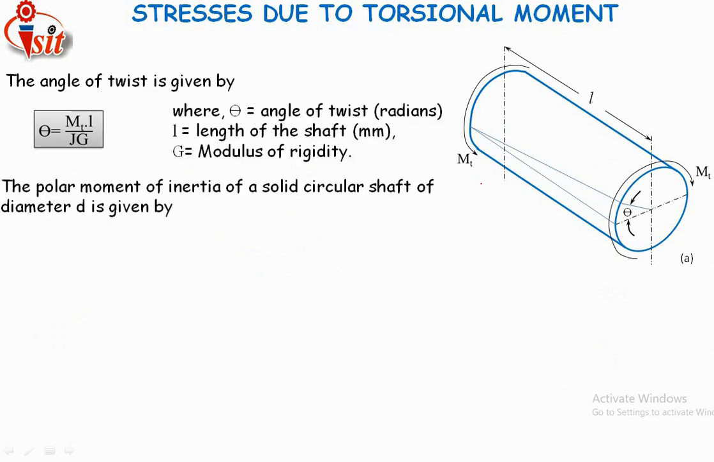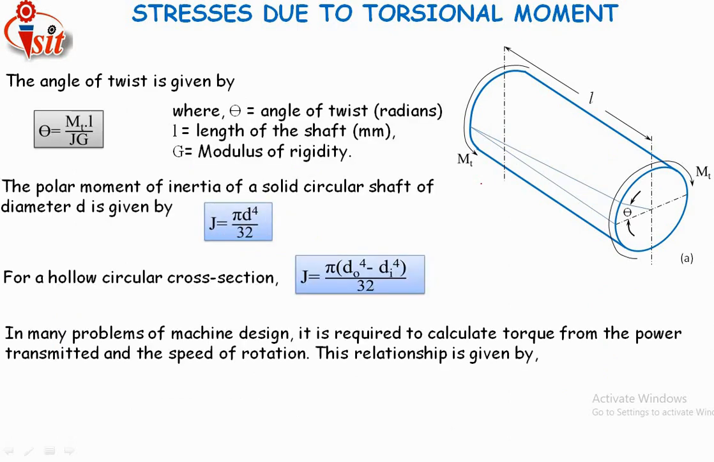Now as I have said, this shaft will twist through an angle of theta. This angle of twist is given as the torsional moment MT into L divided by J, the polar moment of inertia, and G, the modulus of rigidity. L is the length of the shaft. The polar moment of inertia for a solid shaft is given as pi d raised to 4 divided by 32.